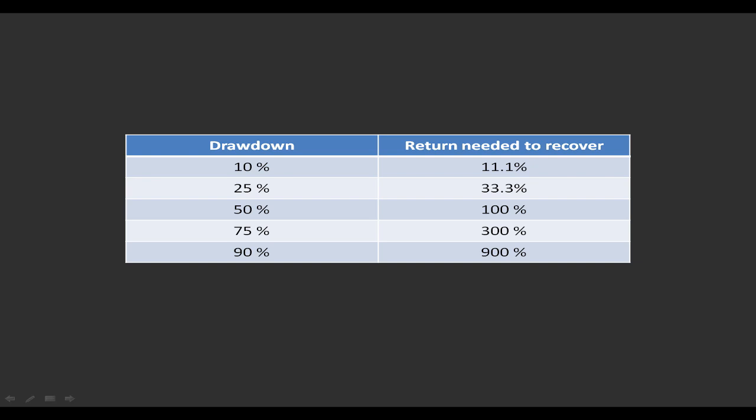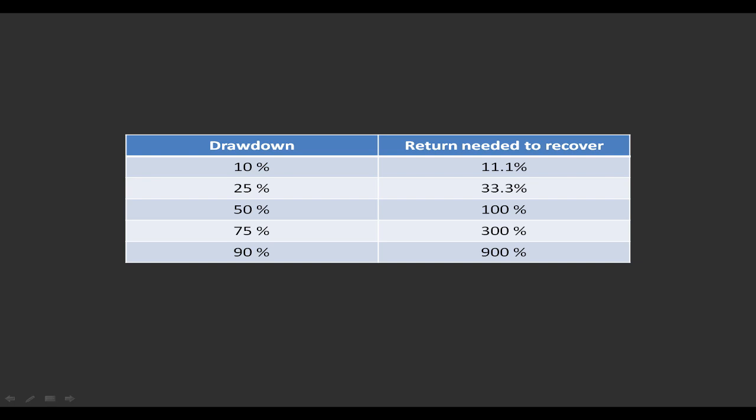And if you have a 90% drawdown, even though you haven't lost all your money, right, you still have money in your account, you need to produce a 900% return just to make your money back. And I don't have to tell you that making a 900% return is no easy feat at all. And so focus on this table a bit.